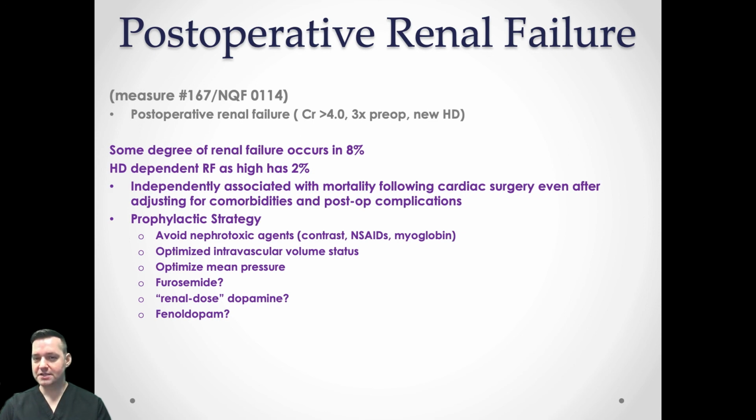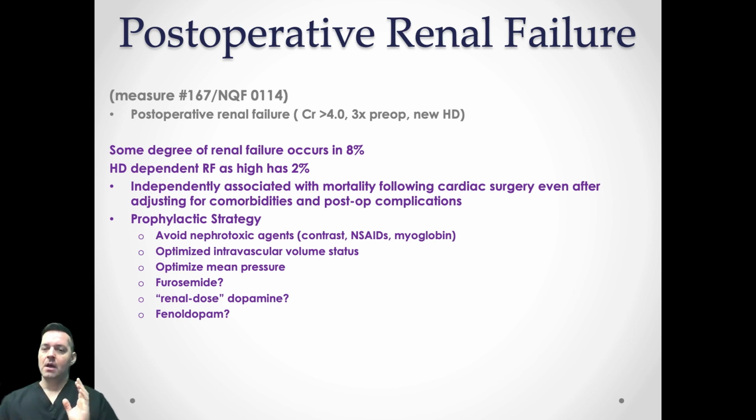The most important strategy is to maintain perfusion to the kidney and prevent hypervolemia and hypovolemia. And again, for the medical intensivist, this is where you nerd out. So, avoiding nephrotoxic agents and optimizing intravascular volume status through a variety of ways. If you have a valve and a CABG, you're probably going to have a PA catheter. Otherwise, you're going to be using ultrasound. Trying to optimize forward flow is a prophylactic strategy that some surgeons will take. You'll see them use furosemide, renal dose dopamine, and fenoldopam in order to make patients pee.